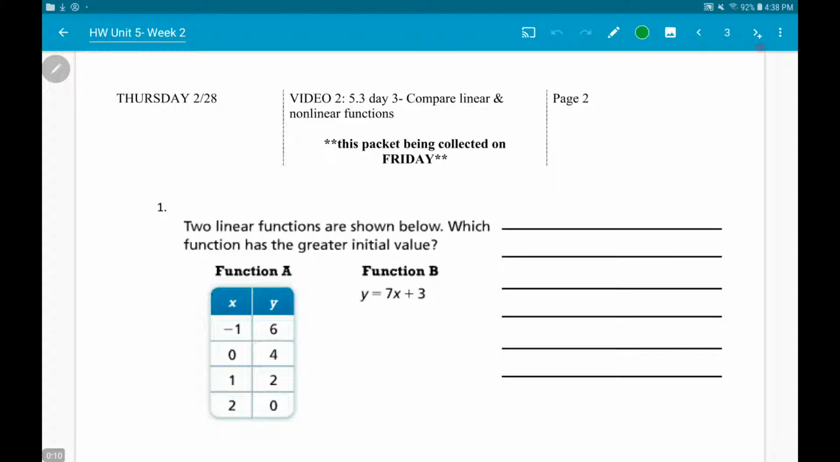This is on comparing linear and nonlinear functions again, and it is a recap for your mini quiz on Thursday. So, 2 linear functions are shown below, so they're already telling us that they're linear. Which function has the greater initial value? Initial value is the same thing as saying y-intercept.